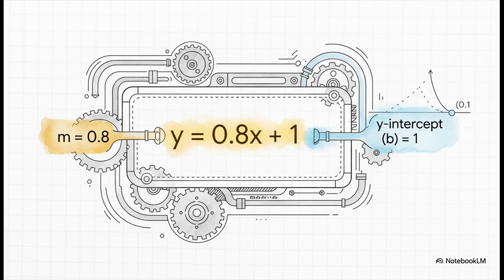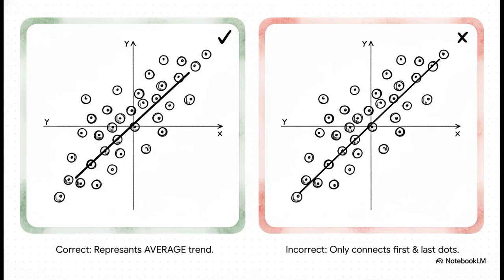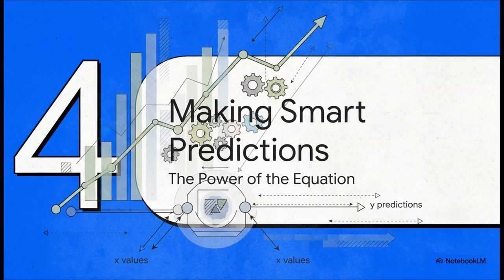We have our equation. Now, a quick word of warning here, because this is a really common mistake. It is so tempting to just connect the very first dot to the very last dot. Don't do it. That ignores literally everything that's happening in the middle. Remember, the whole point is that your line has to represent the average of all the points, not just the two at the ends.